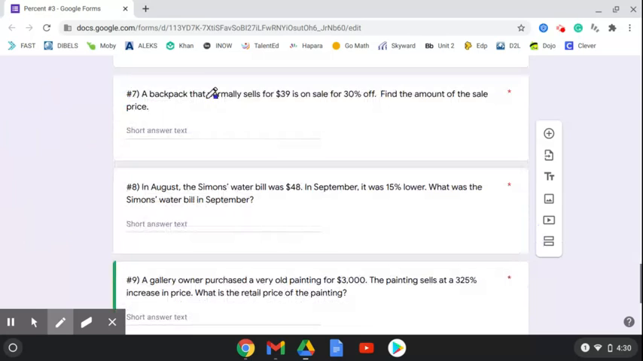Number 7, a backpack that normally sells for $39 is on sale for 30% off. Okay, so this time I'm only going to show you the second way. If the backpack is normally $39, that would be 100% of the cost, right? If that's the full cost of the backpack normally. But now it's on sale for 30% off. So I'm going to take 30% away from 100%. Well, 100 minus 30 is 70%. Okay, so if it's 30% off, that means you're paying 70% for the backpack.